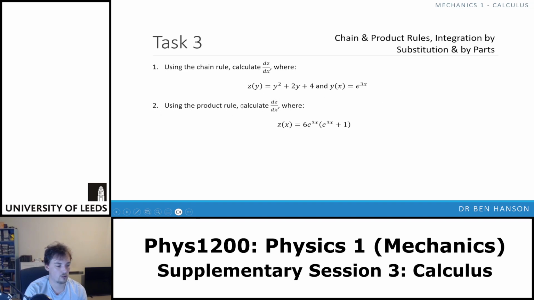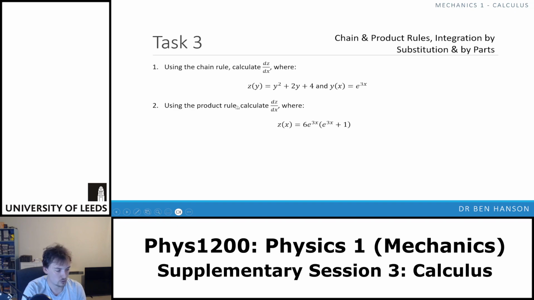The product rule, dz by dx, is you differentiate the first, leave the second, plus leave the first, differentiate the second, and add the results together. So that's the product rule. You've probably done it before. If not, have a Google about it or wait till you do it in maths.